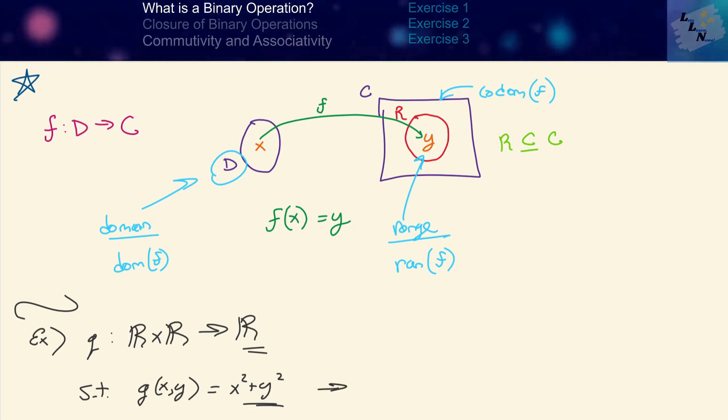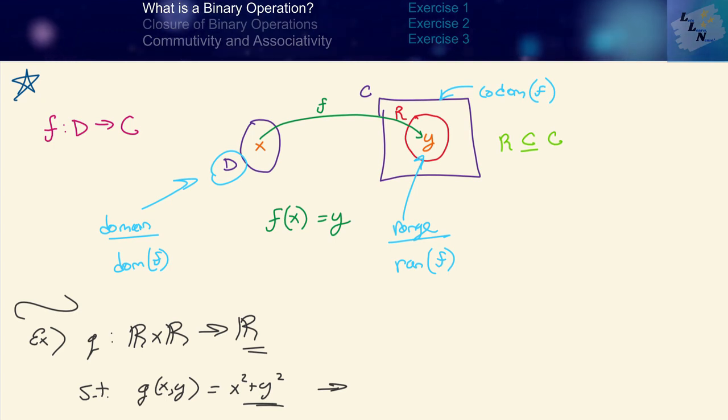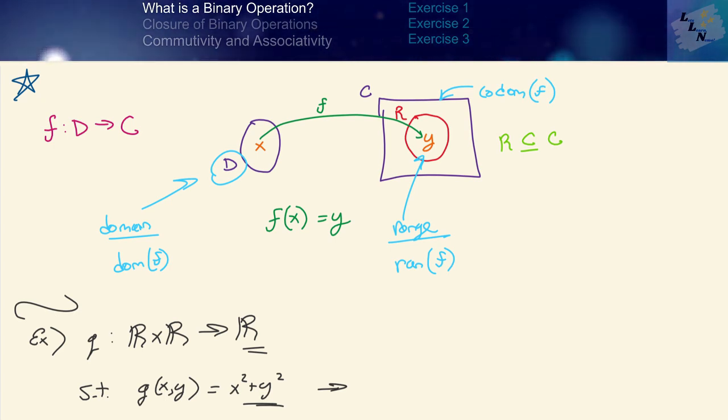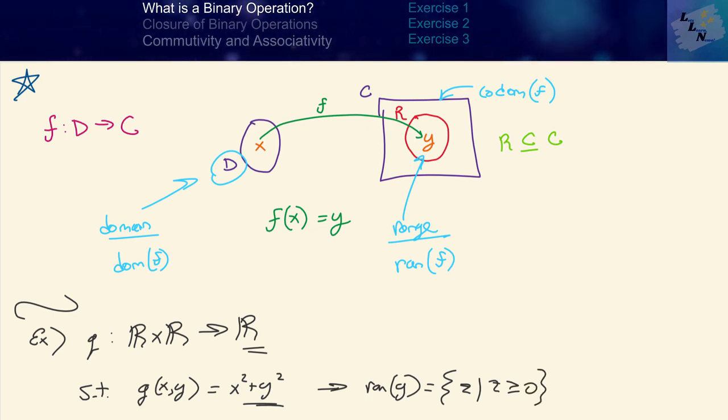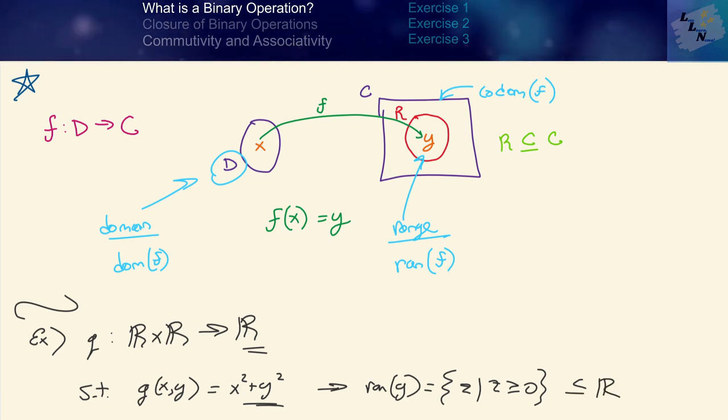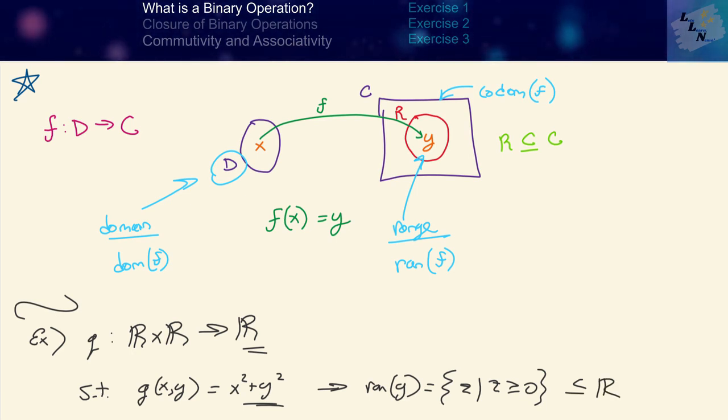So we clearly see if x and y are both real numbers, we know that x squared has a range from 0 to infinity, inclusive of 0. And the same goes for y squared as well. So we should be able to see that the range of this particular function G is going to be the set of all numbers z such that z is greater than or equal to 0, which is, of course, a proper subset of the set of real numbers.